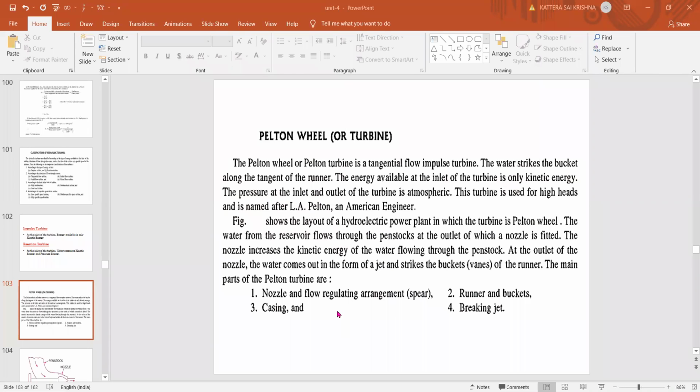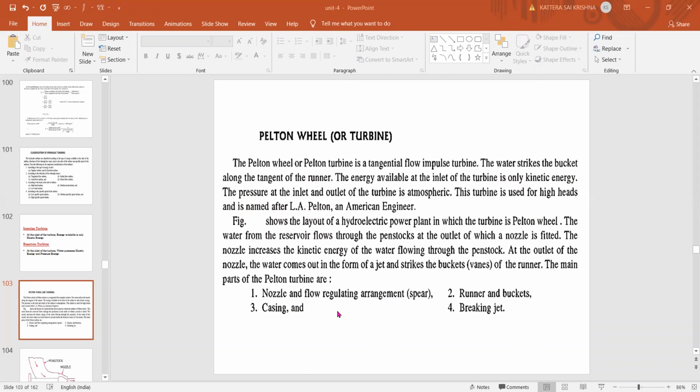The Pelton wheel or Pelton turbine is a tangential flow impulse turbine, right? The water strikes the bucket along the tangent of the runner. The energy available at the inlet of the turbine is only kinetic energy. That's why it is called an impulse turbine. The type of turbine is impulse turbine. The Pelton wheel is an impulse turbine.